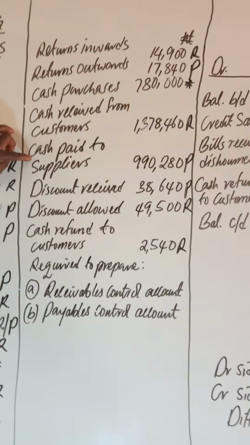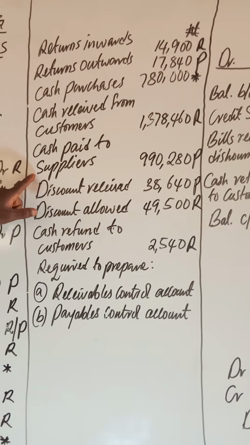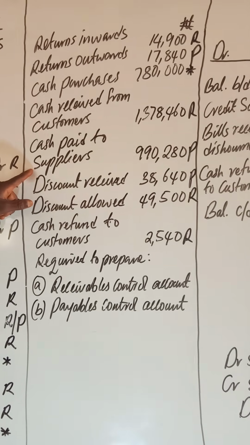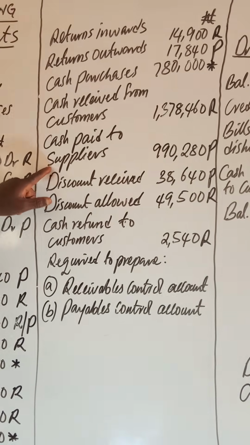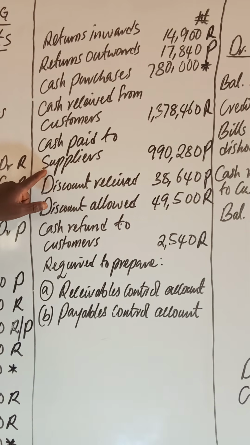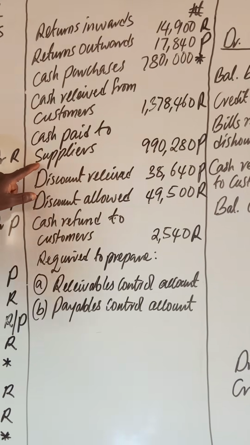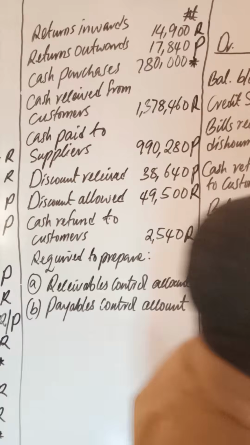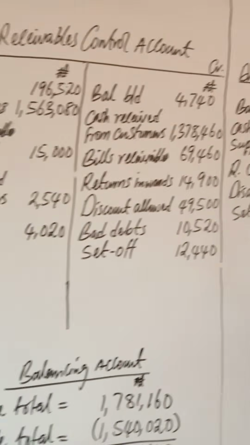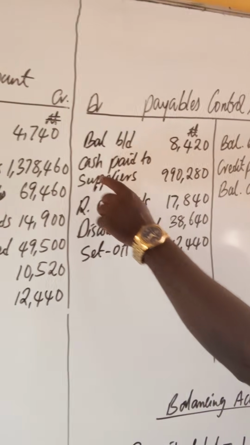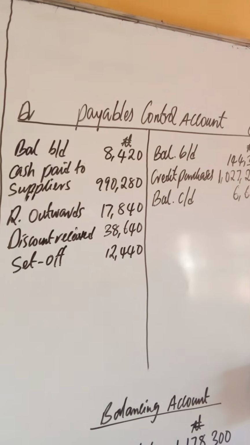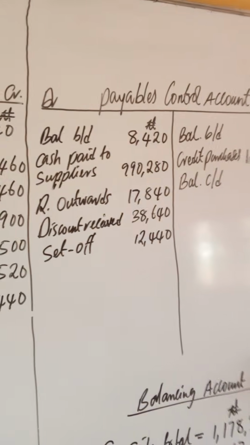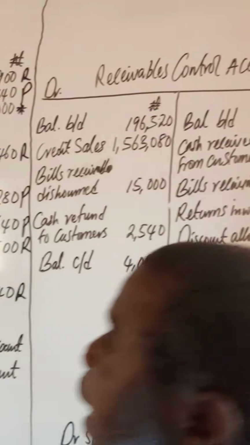Next, cash paid to suppliers. Cash paid to suppliers simply means the business is paying cash to suppliers and money is going out of the business. If money is going out, credit the account that gives, so the cash book will be credited, while the corresponding entry will go to the payables control account, which will be debited. As you can see here, cash paid to suppliers, 990,280 naira, perfect double entry.